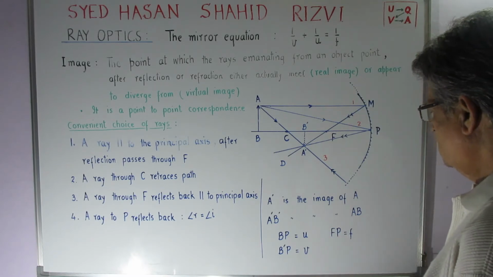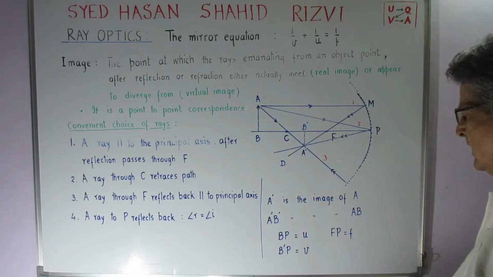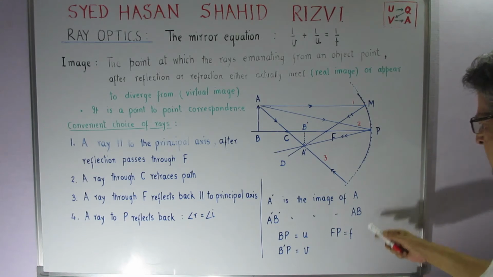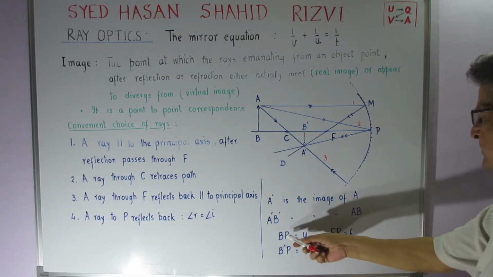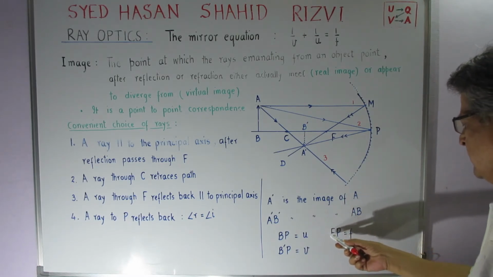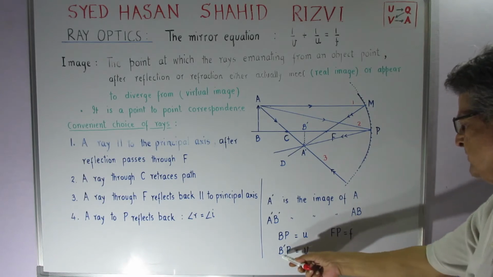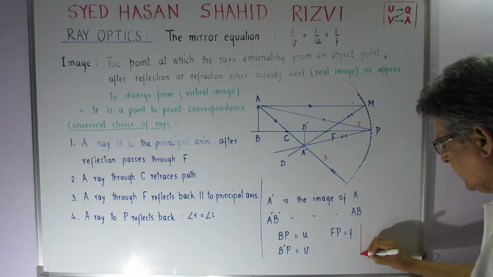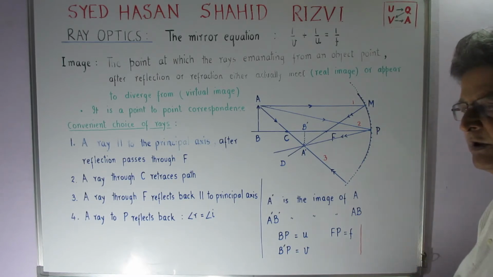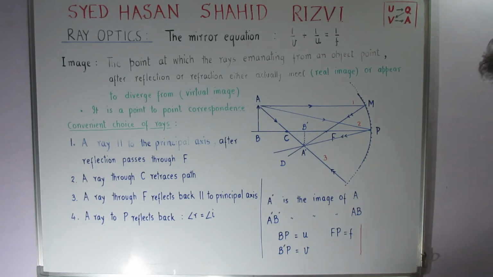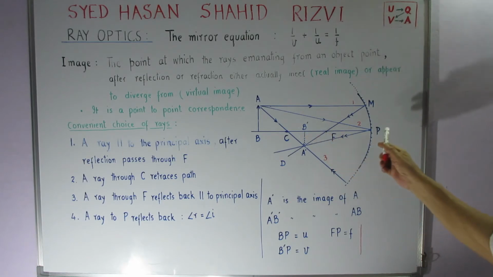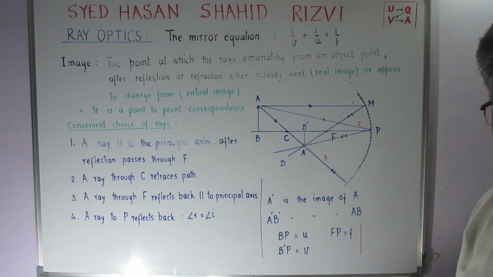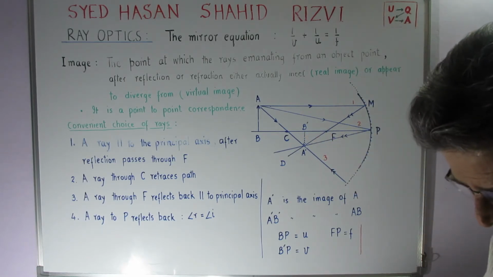Okay, so here we define these points as BP equal to u, FP equal to f, and B dash P equal to v. We are purposely not taking the sign convention over here because we are dealing in geometry. We'll talk more about it.